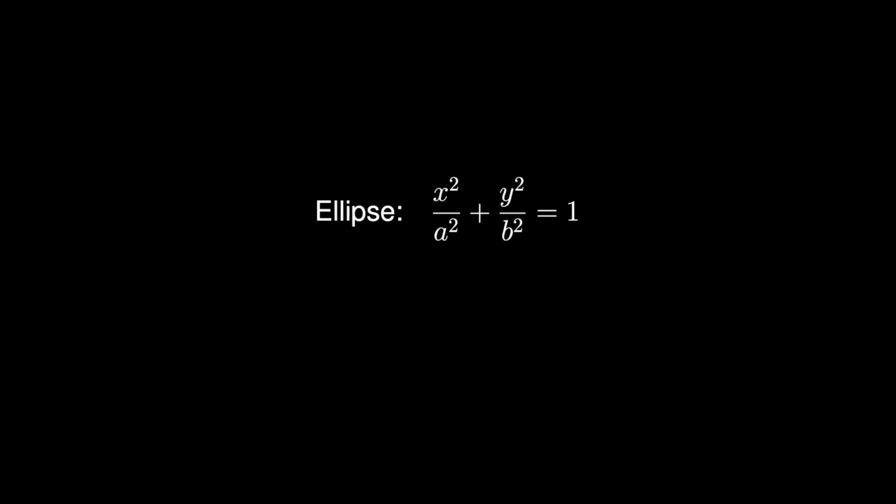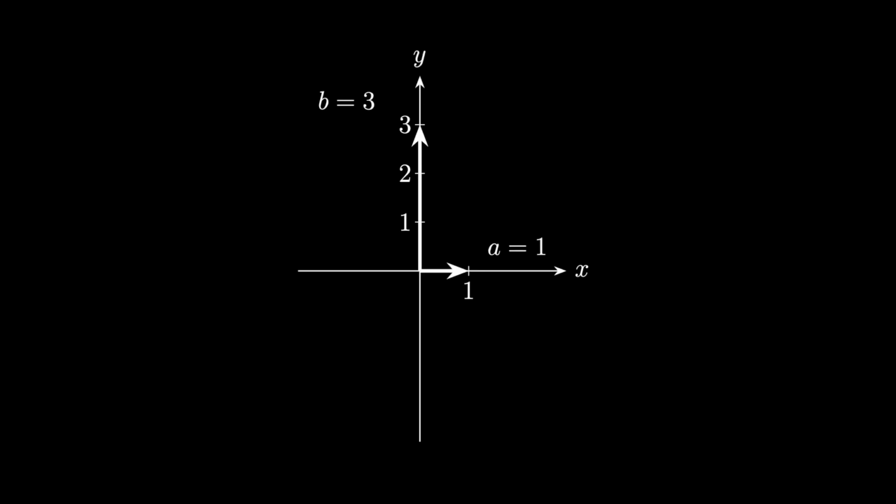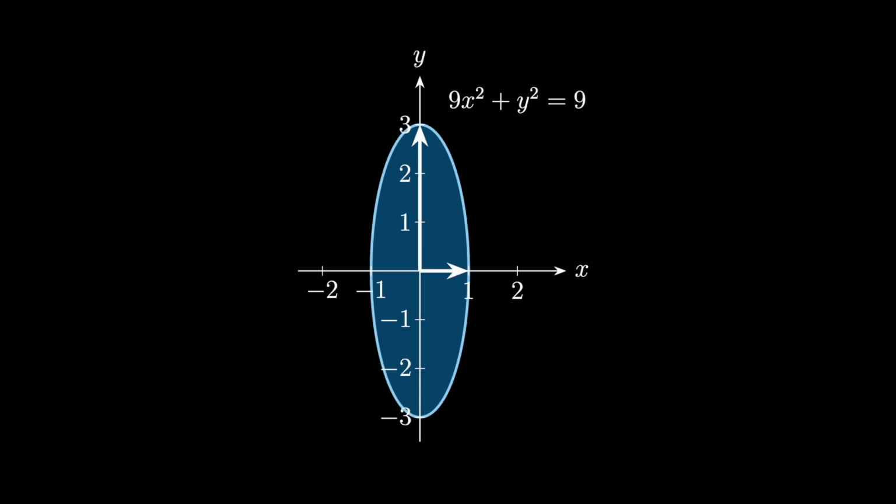Before going further, let's recall the standard equation of an ellipse. The parameters a and b control the width and height along each axis. For example, if we set a equals 1 and b equals 3, the ellipse stretches 3 times further along the y-axis than it does along the x-axis. Similarly, the equation 9x squared plus y squared equals 9 defines an ellipse. The coefficient 9 on the x term effectively compresses the shape horizontally, while the function extends to 3 units vertically.